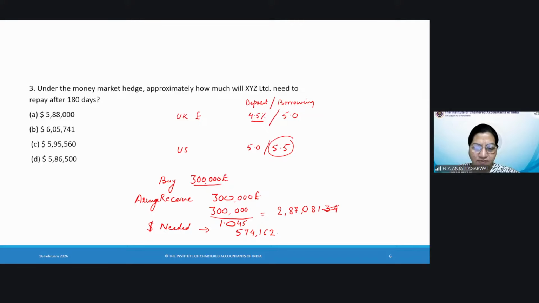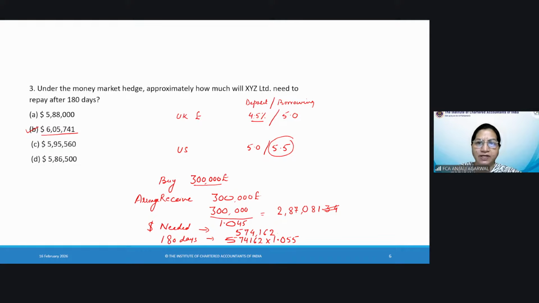So 574,162 will be repaid after 180 days together with interest. So you will end up paying 574,162 into 1.055. So 605,741 will be the answer.